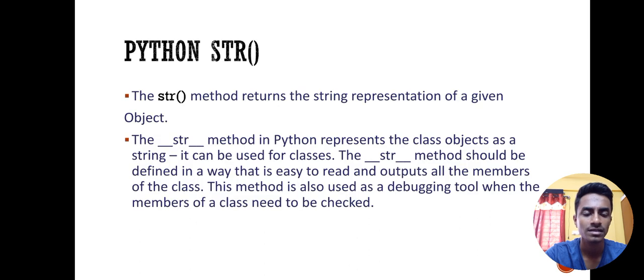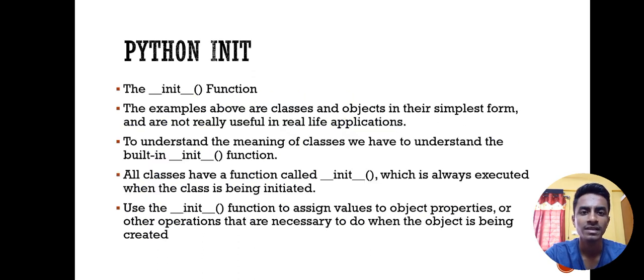Python __str__. The __str__ method returns the string representation of a given object. The __str__ method in Python represents the class object as a string. It can be used for classes. The __str__ method should be defined in a way that is easy to read and outputs all the members of the class. This method is also used as a debugging tool when the members of a class need to be checked.